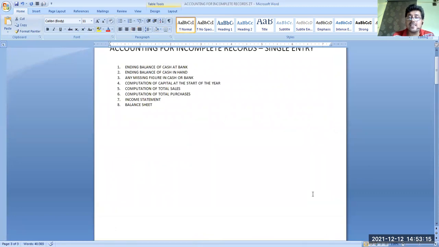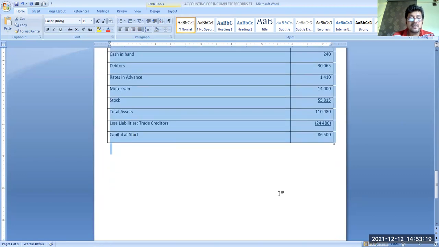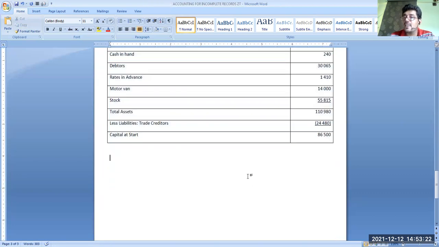Now, computation of total sales. There are teachers in our city who will ask you to make a T account to compute sales. This method is also good, not bad. But if you use the sales ledger control account or receivable control account to compute total sales, that T account will help you calculate credit sales, then you have to add cash sales in that. So if you want to do it through a control account, it's up to you.